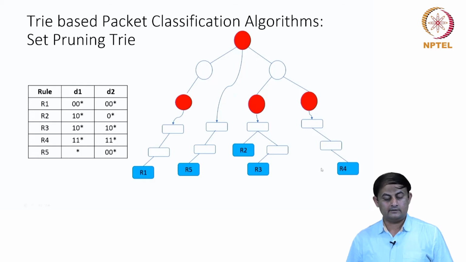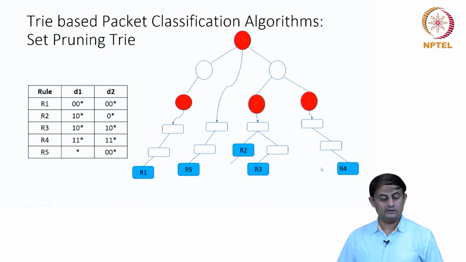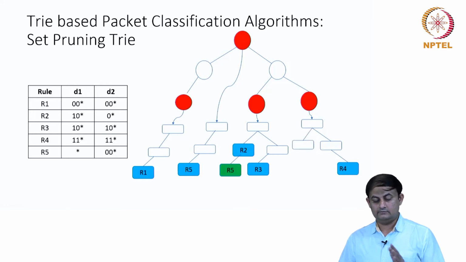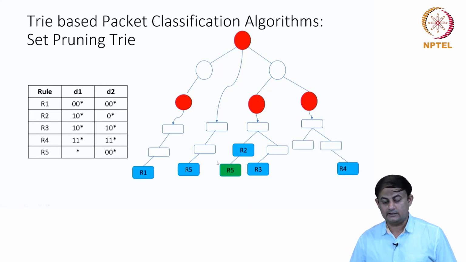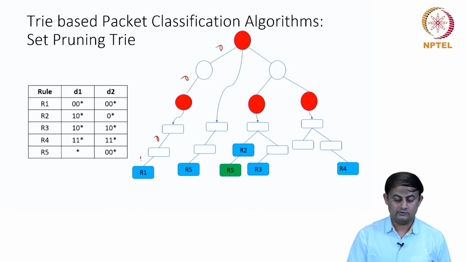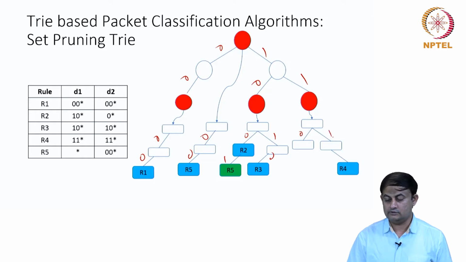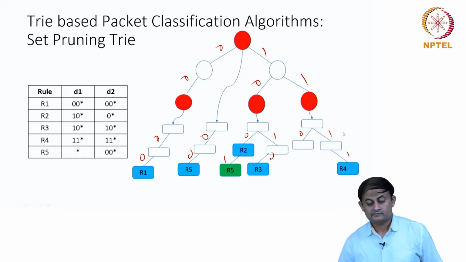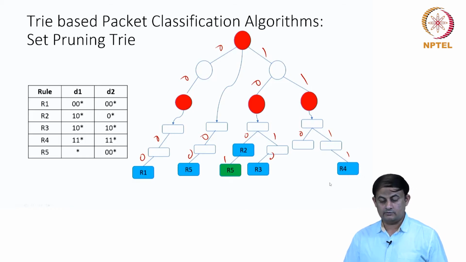So let's say on the rule, 1 0 star in the first case and then 0 0 star in the second case would take you to R1. This is 0 0, this is 0 0, 0 0, 1 0, 0 1, 1 0, this is 1 0, 1, and then this is a 1. So the green color nodes are the ones which are replicated.